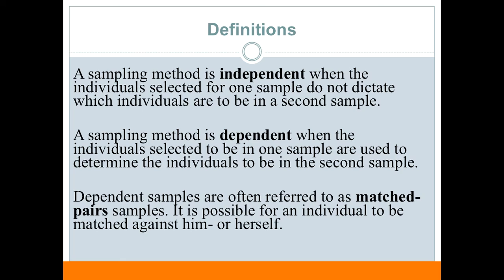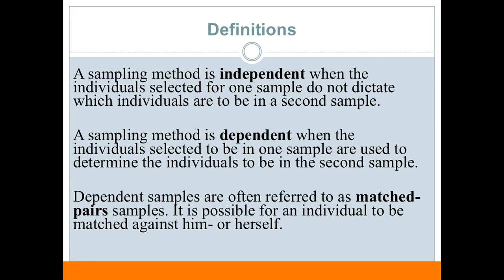A sampling method is considered independent when the individuals selected for one sample do not dictate which individuals are to be in the second sample. Dependent is the exact opposite of that. A sampling method is dependent when the individuals selected to be in one sample are used to determine the individuals in the second sample. Dependent samples are often referred to as matched pairs samples.